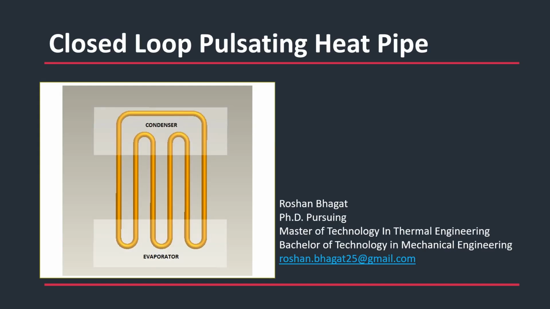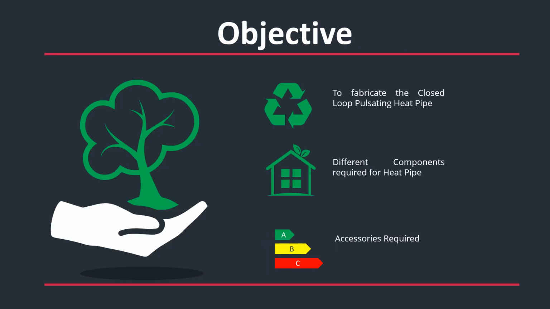We'll see closed loop pulsating heat pipe today: the condenser section, the evaporator section, and how the fabrication actually takes place. So this we will study in this particular session of closed loop pulsating heat pipe. The objective is to fabricate the closed loop pulsating heat pipe, to study the different components which are required for a closed loop pulsating heat pipe, and what the other accessories are that are required. So that we'll see in detail in this particular session.